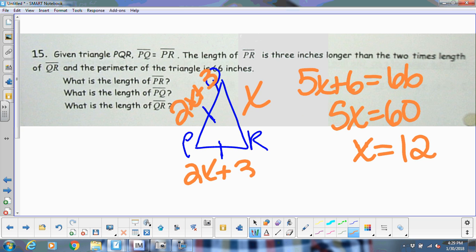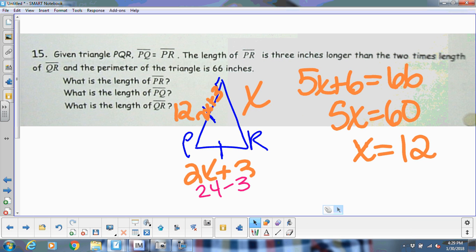So x is 12. x represents side QR. So that makes that one 12. And then 2 times 12 is 24, and 24 plus 3 is going to give me 27 for PR and for PQ.